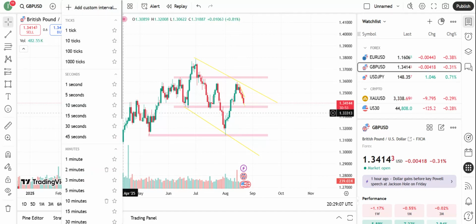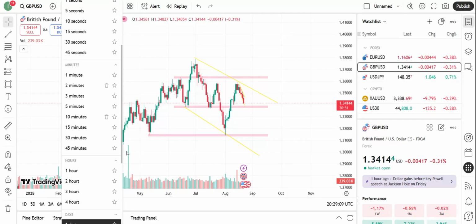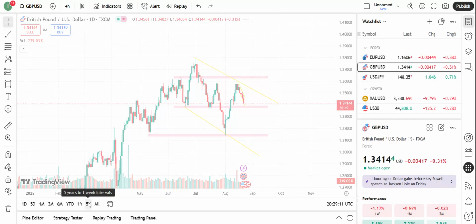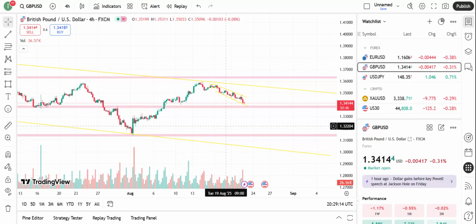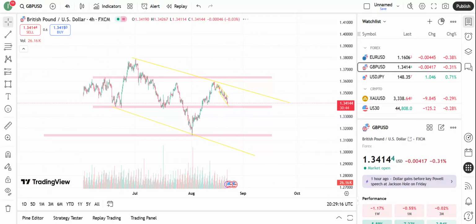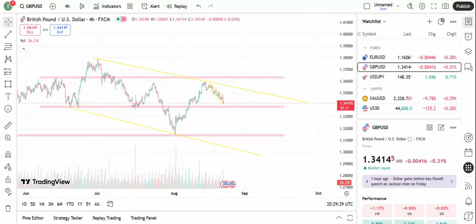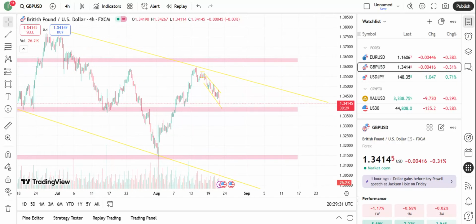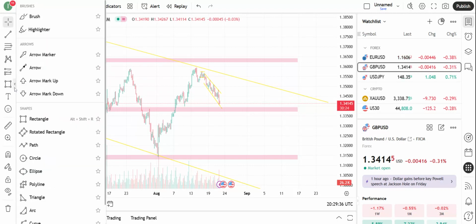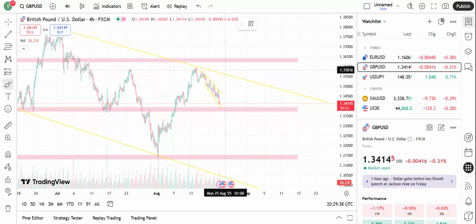I'll quickly go to 4 hours. Let's go to 4 hours. So this is the 4 hours time frame for GBP. Also in the 4 hours time frame, we can see the same setup. Here you can see a small chart pattern. This one, let me circle it so you will see it very well.